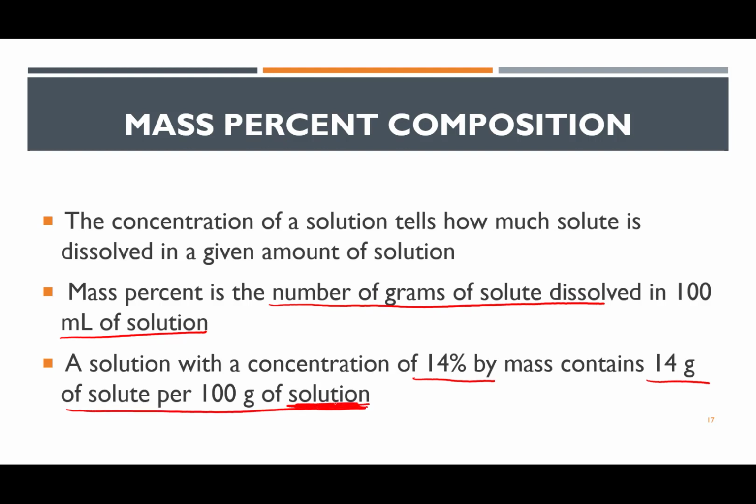As you could see here, again, is solution, which is the sum of solute and solvent. Also, when we talk about the concentration of a solution, basically we are talking about how much solute is dissolved in a specific amount of solution. If you add a lot of solute, the concentration is higher, whereas if you add less solute, the concentration is lower.